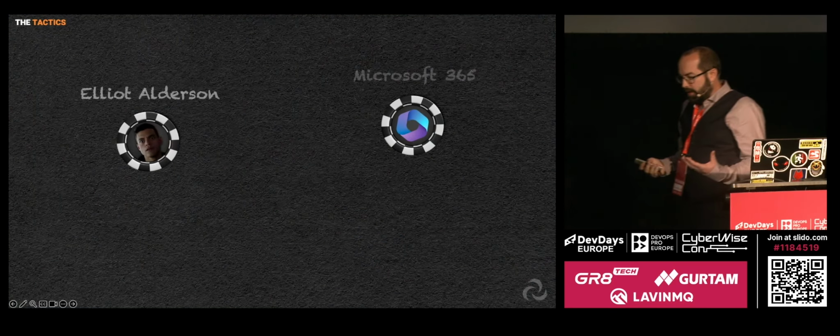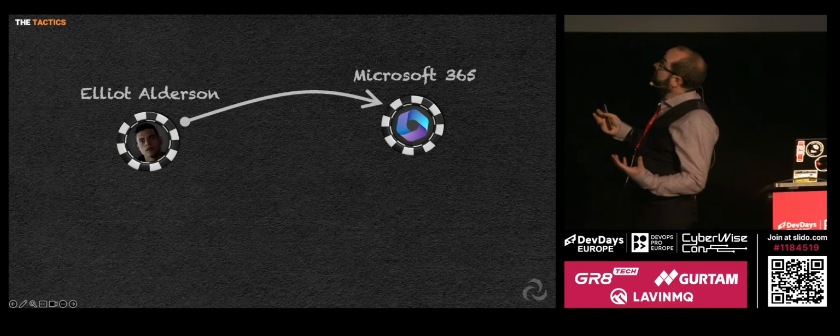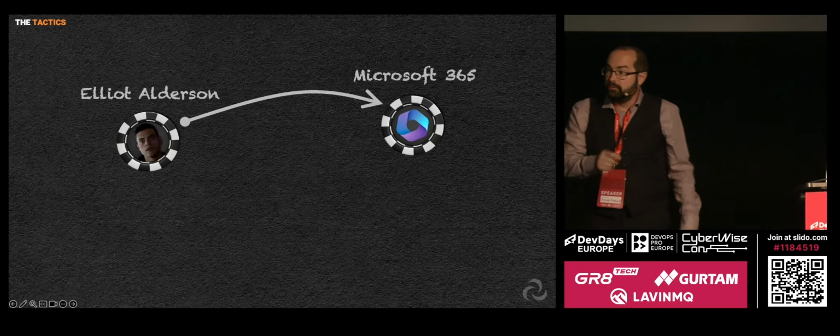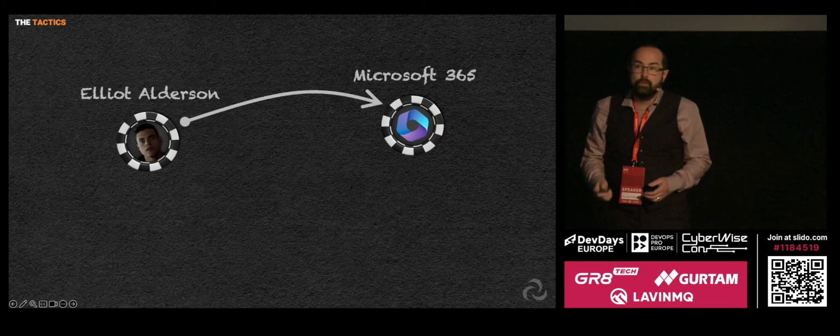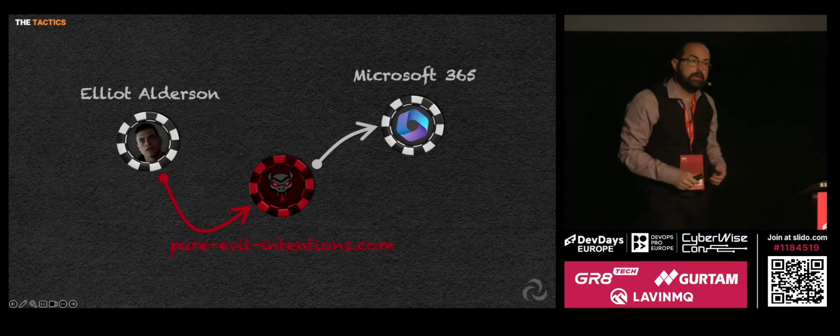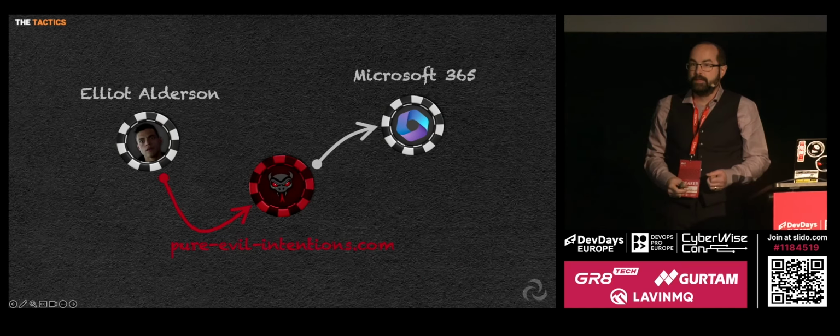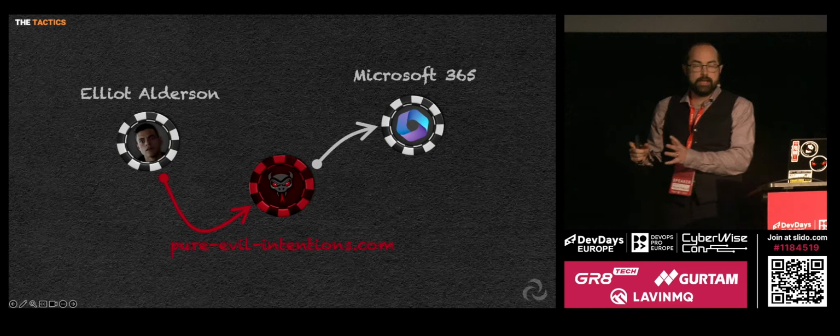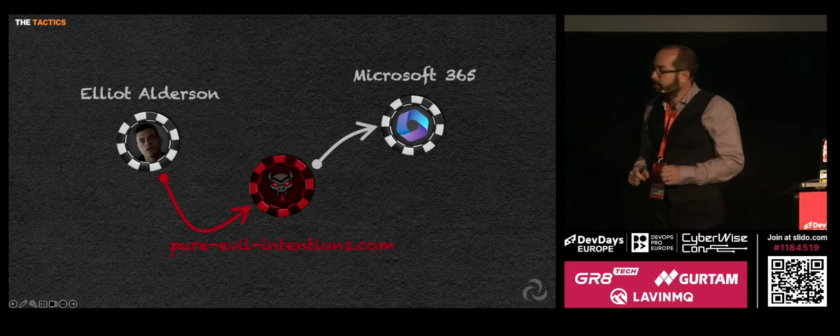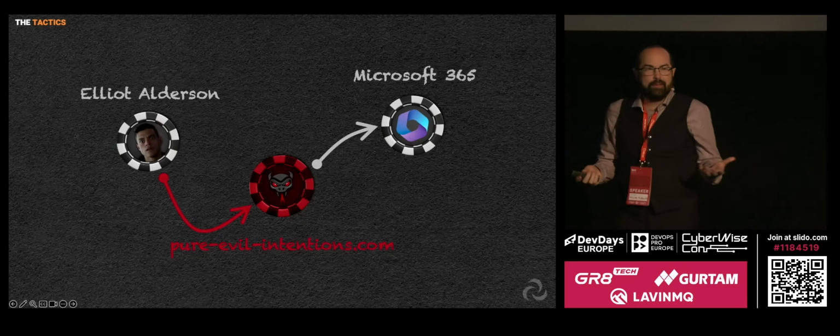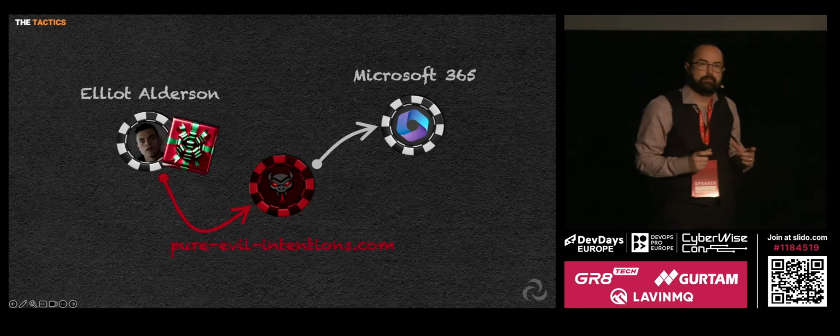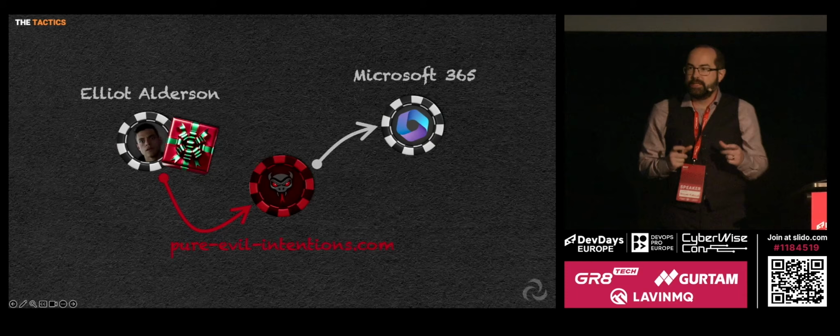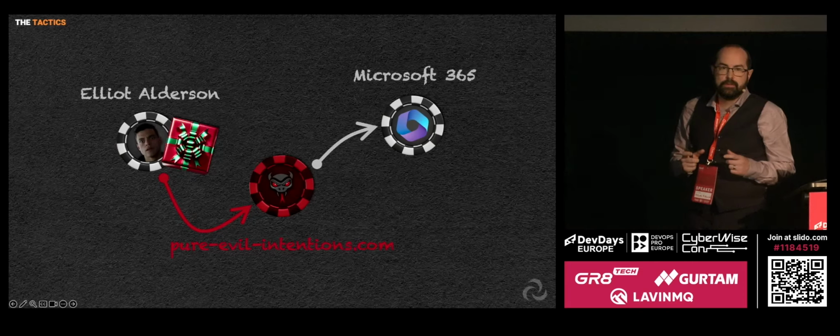So normally what happens is that Elliot goes directly to Microsoft 365, just types in the URL and logs in. That's what we all do. What we need to do is put something in the middle and have him go to that site instead and then log in. But that is not going to happen automatically. So we're going to have to send him something. A little present that he cannot refuse.